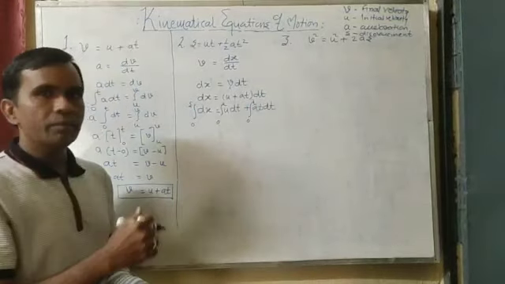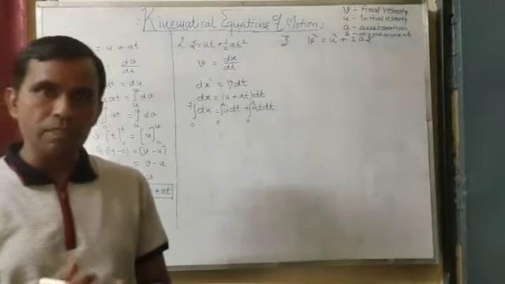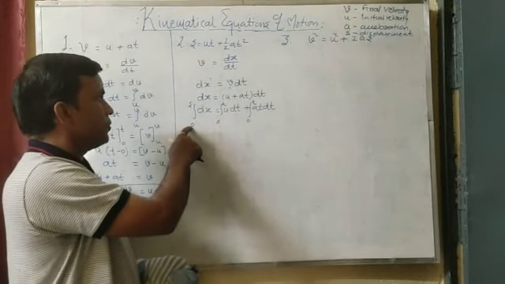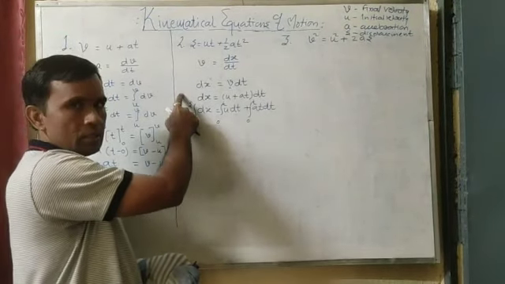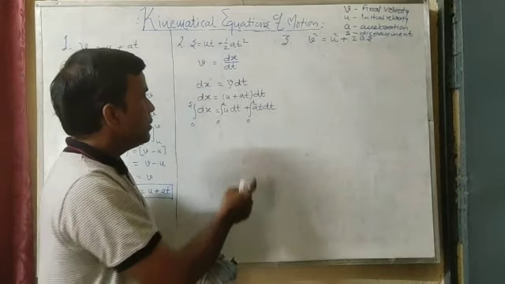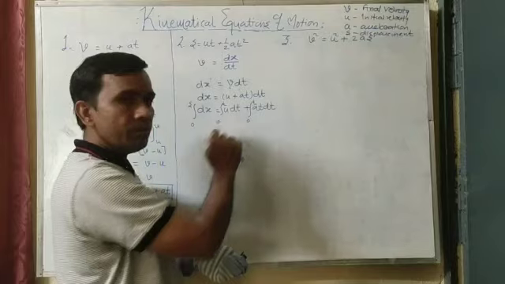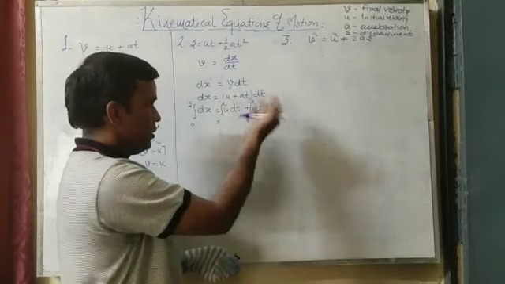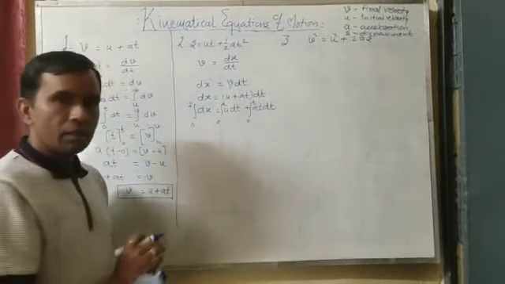Because the variable on the left hand side is the displacement, that's why we wrote the limits of displacement 0 to s. The lower limit is 0, the upper limit is s. On the right hand side, the variable is time, and the lower limit of the time is 0 and the upper limit is t. Then we wrote it, and now we'll integrate it.